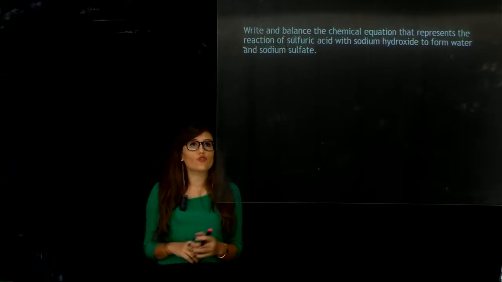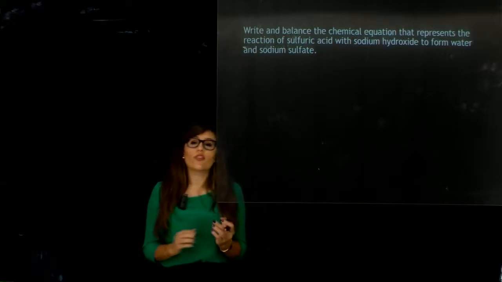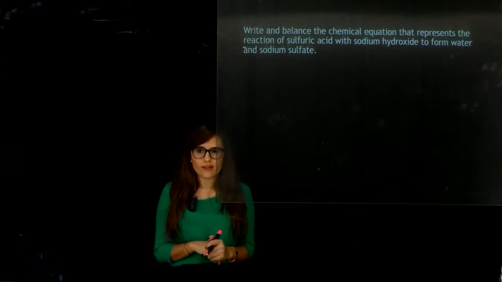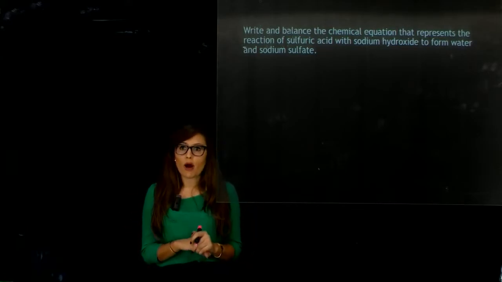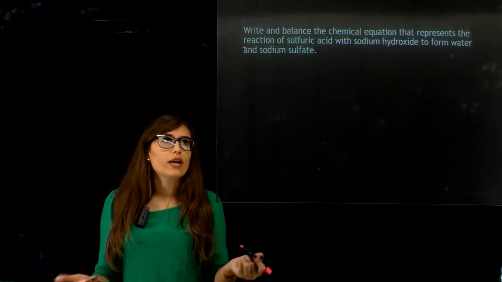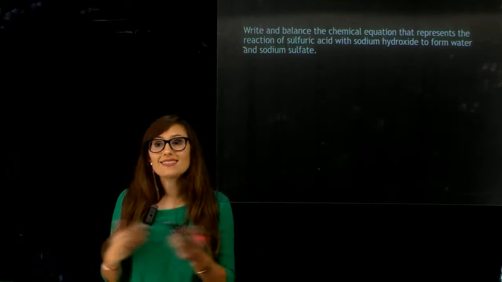The following problem states, write and balance the chemical equation that represents the reaction of sulfuric acid with sodium hydroxide to form water and sodium sulfate. Well, this is similar to the problem that we just did. And so in order to set this up, we have to first write out each of my reactants and products.